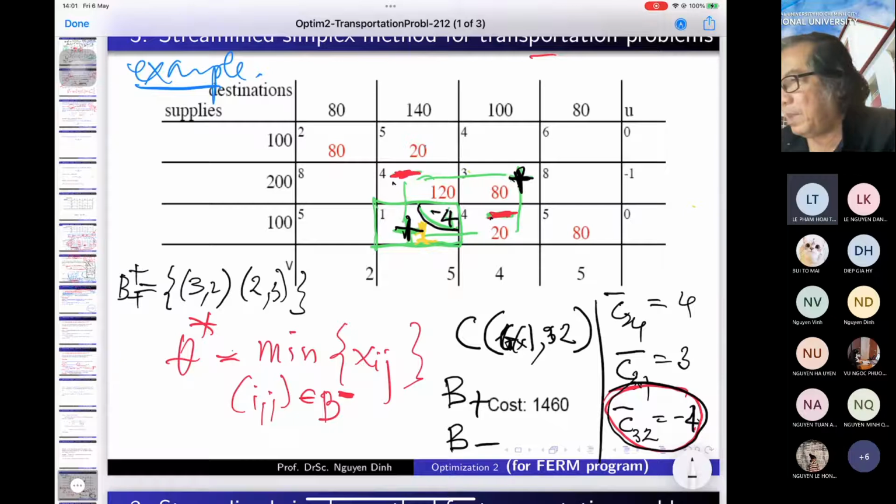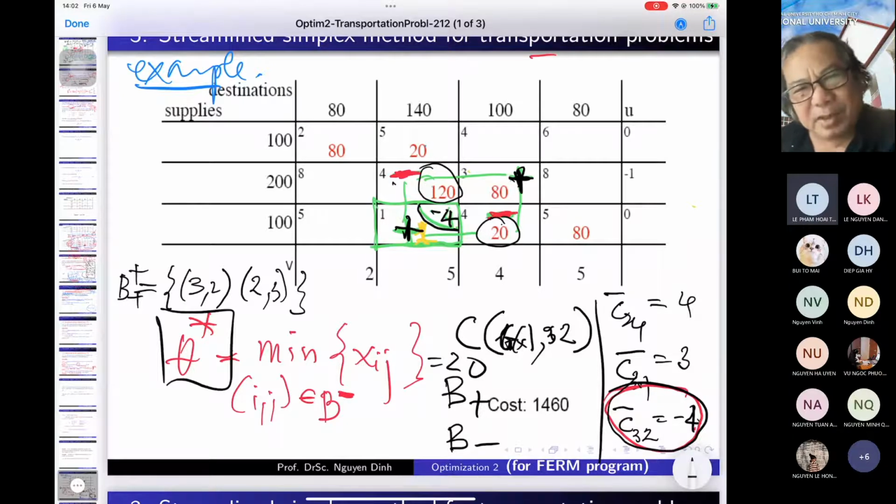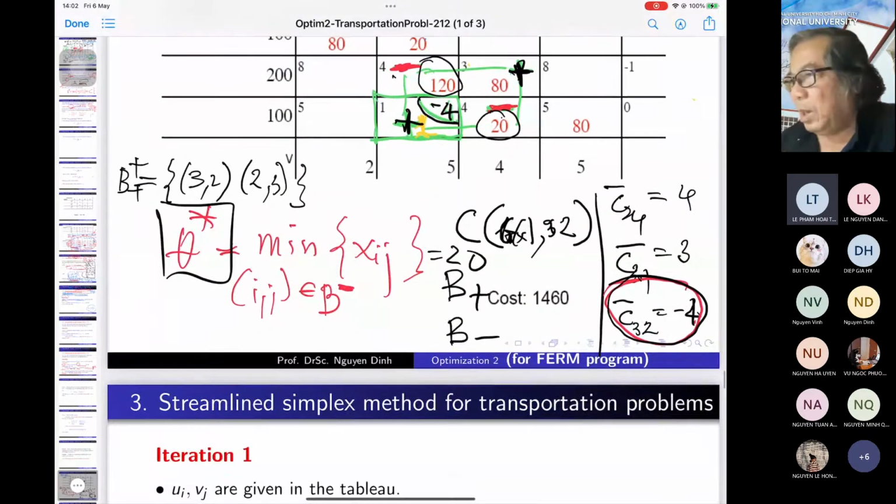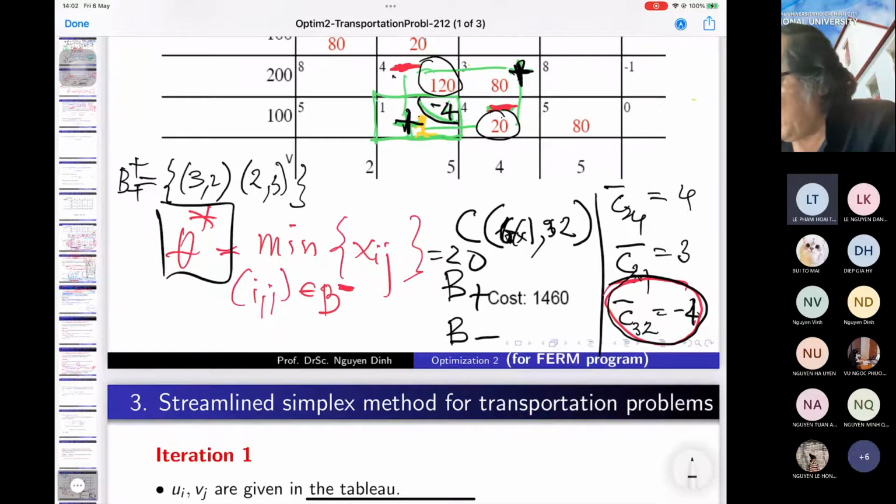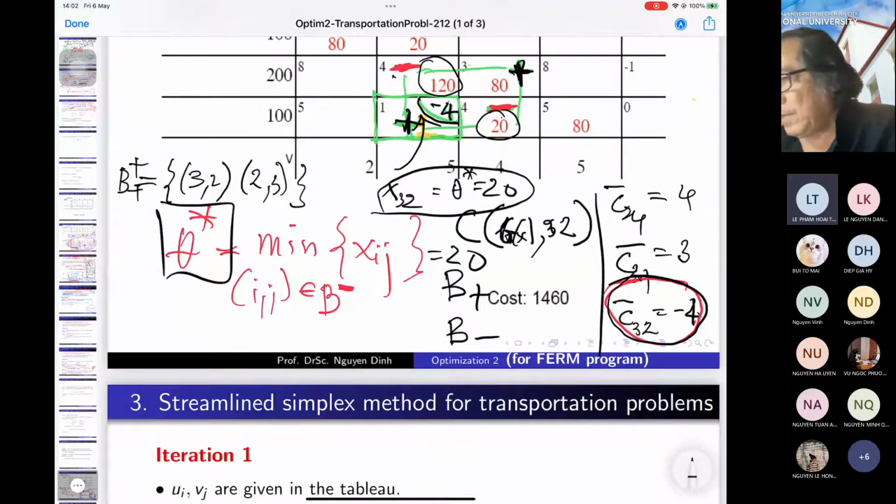And you take the minimum of the minus cells. You see the two minus cells here are 120 and 20. So the minimum of this is equal to 20. So you take theta star as 20. And how can we do in this case? We enter here x32 equal to theta star, which equals 20. You put that one equal to 20.